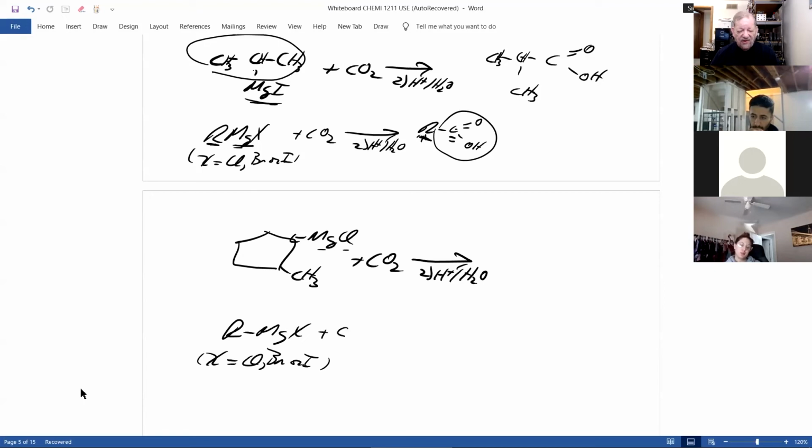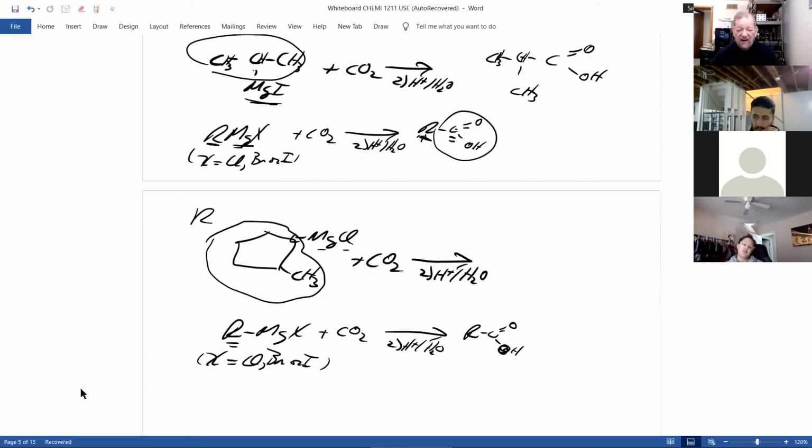And we're reacting with carbon dioxide. Second step, acid and water. And you get a carboxylic acid that's 1 carbon longer than the R group you started with. And you've made a carbon-carbon single bond. Well, what's my R group? This. So I'm going to have my ring, my methyl group, and what carbon has the Grignard? This one. I have my carbonyl and hydroxyl group. And that's how you make a carboxylic acid a really cool way, using dry ice. It's fun.